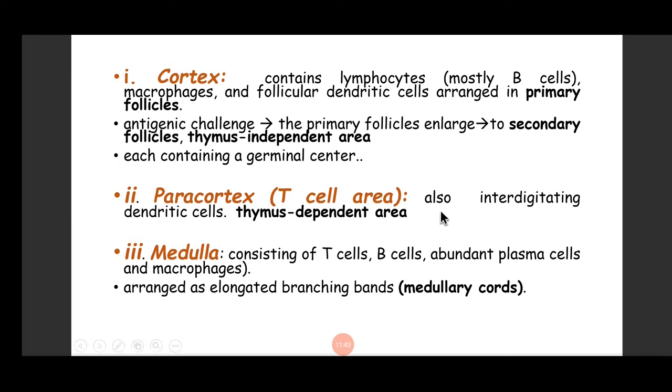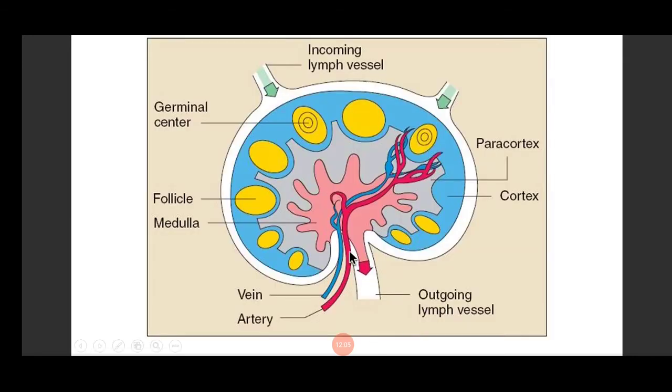The paracortex mainly contains the T cell area. It is also called the thymus dependent area. In this area, the T cells proliferate. The medulla consists of both T cells and B cells, arranged in branching bands that we call medullary cords. So the lymph node has cortex, paracortex and medulla. The cortex is primarily the area for B lymphocytes. The paracortex is primarily the area for proliferation of T lymphocytes, and it is also called the thymus dependent area.